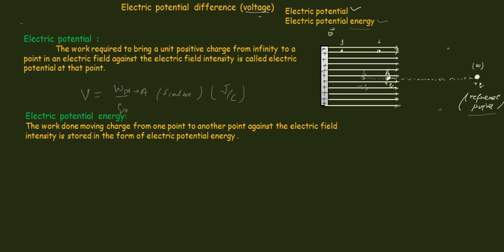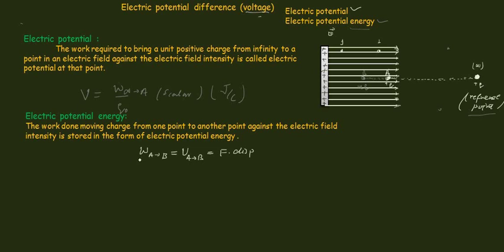If we move this electric charge from point A to point B, some work is done, and this work is stored in the form of electric potential energy. So we represent this work done from point A to point B by energy, represented by U from A to B, which is equal to force dot displacement.